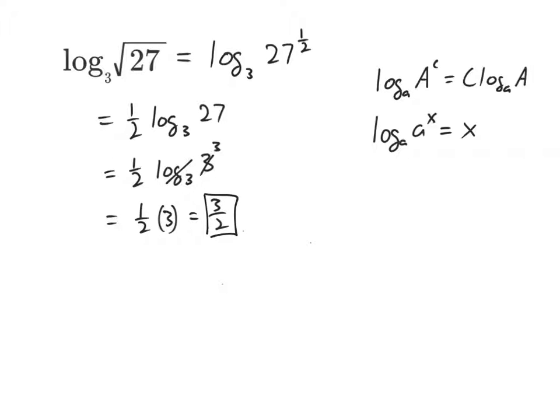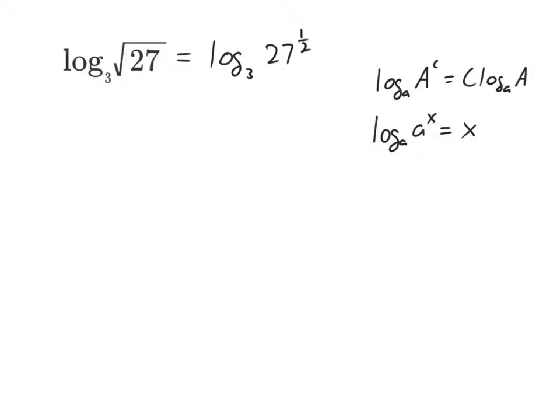Now another way to do it is at the very beginning, after this part right here, is to write it like this. Log base 3 of 3 cubed to the 1/2. Now an exponent to an exponent can be written like this. Log base 3 of 3 to the 3/2.